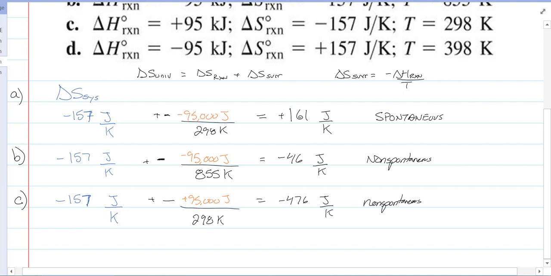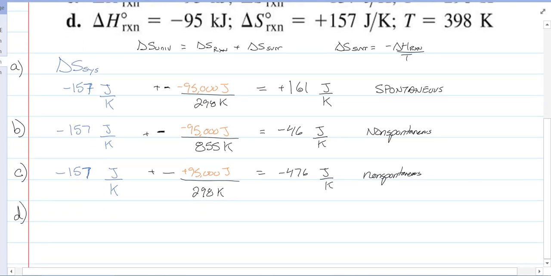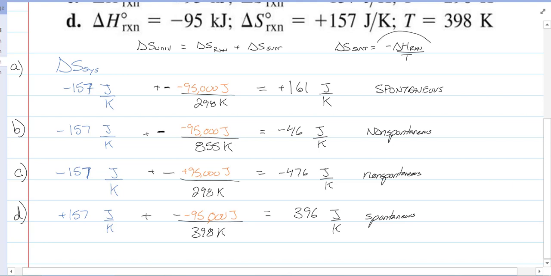And lastly, D. Now I have positive 157 joules per Kelvin plus, and it's negative delta H, which happens to be, again, negative 95,000 joules. And the temperature is 398. But that's a positive number, so this is going to be positive, and it's 396 joules per Kelvin, and it is spontaneous. Right? So I'm just plugging this in here, so it's plus the negative delta H. So that's why there's 3 signs there, but that's why.